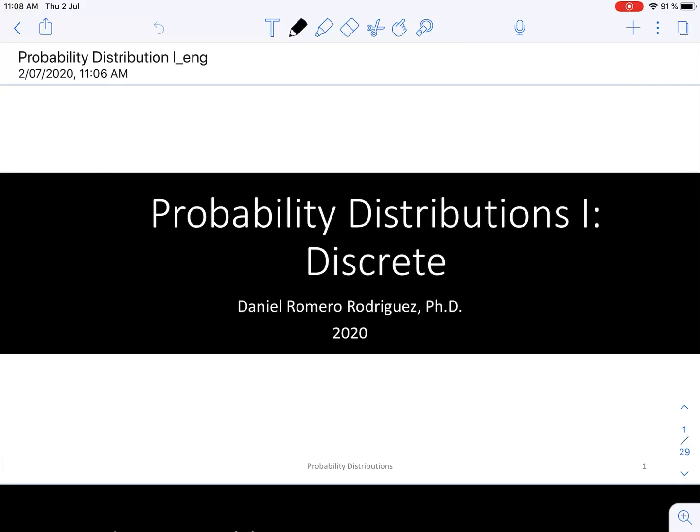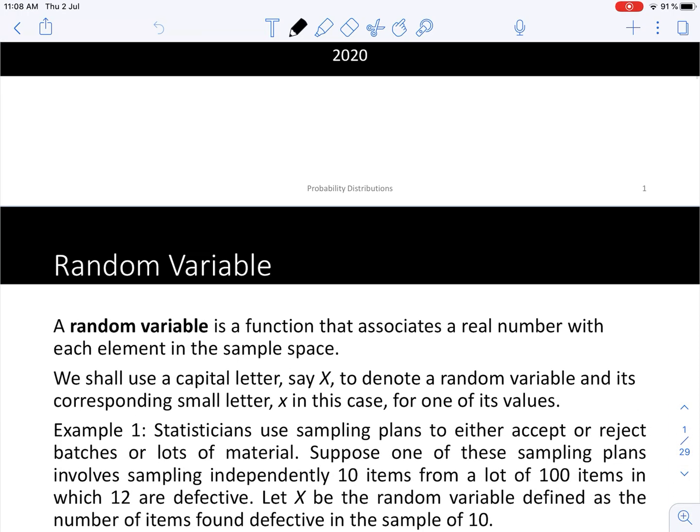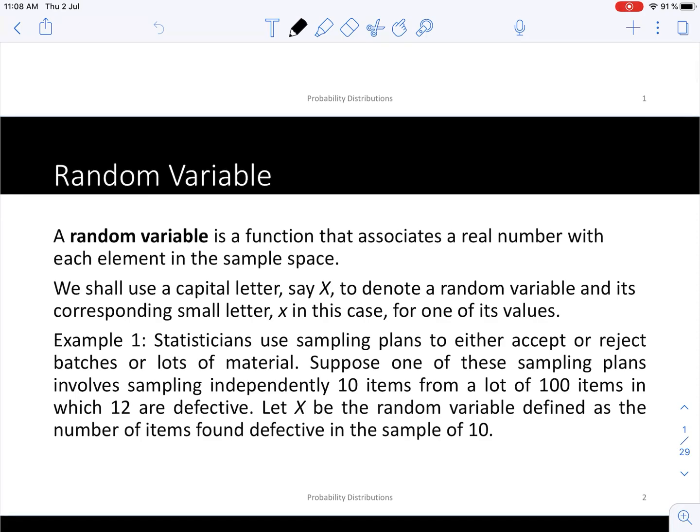Hello everyone, in this video we will begin Unit 3, Probability Distributions. So the first step will be to discuss discrete probability distribution. So that's when the random variable is discrete. Then the first definition that we need in this video is what is a random variable.